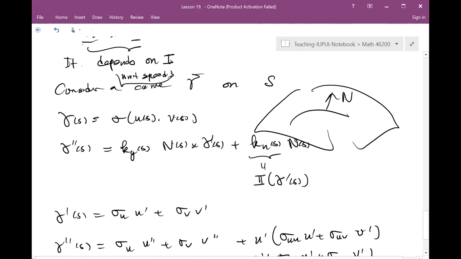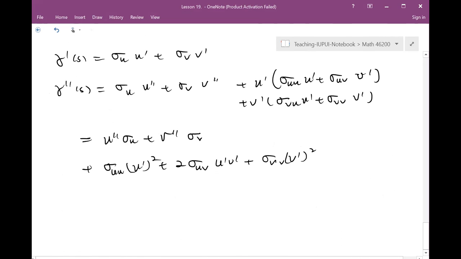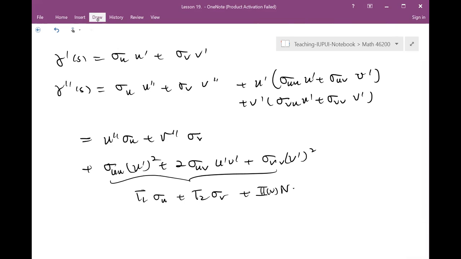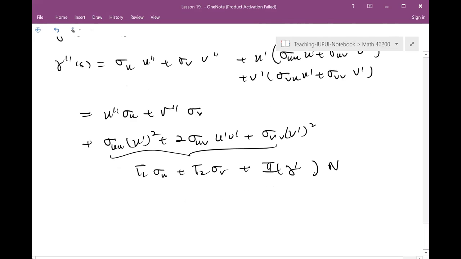So what do we get? This part gives me gamma 1 sigma u plus gamma 2 sigma v, and blah, blah, blah, times n, right? So here v is going to be the direction. So just the second fundamental form. Yeah, okay. For simplicity, I don't put the s here. All right, and that's it.